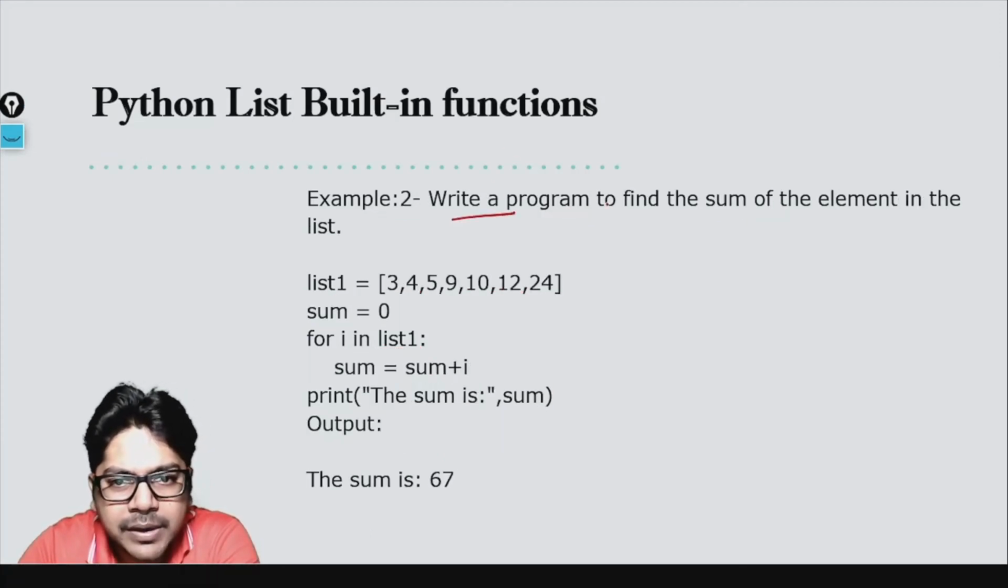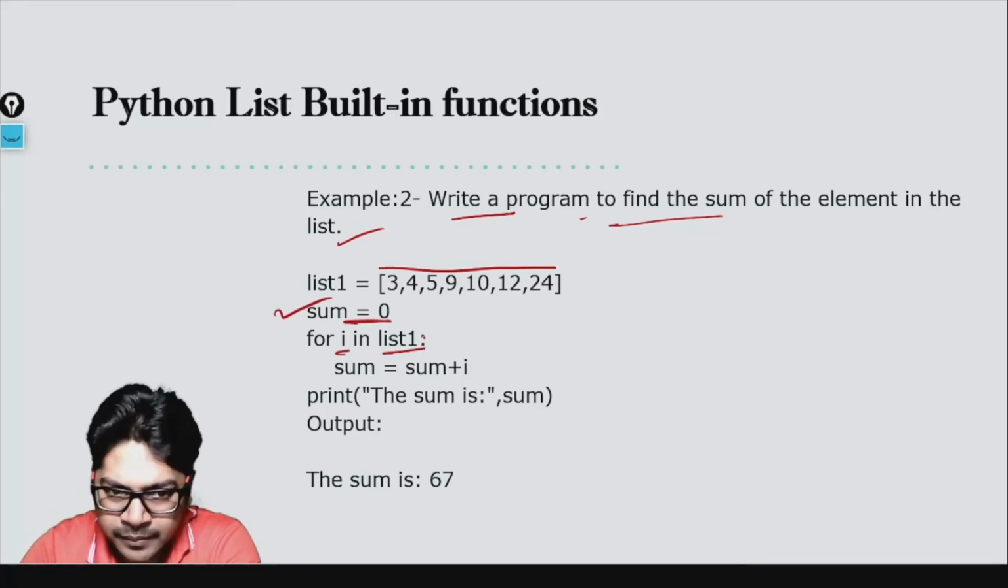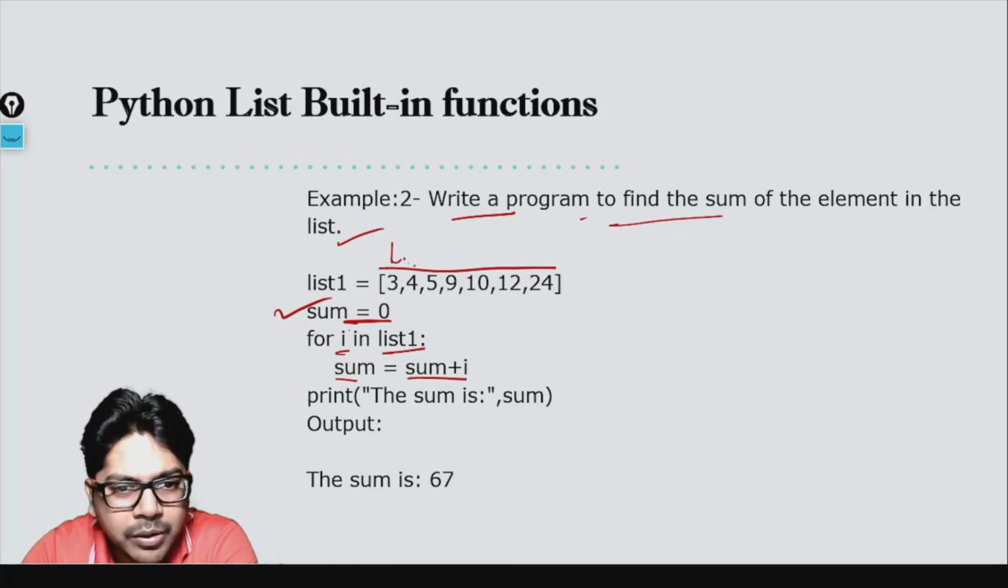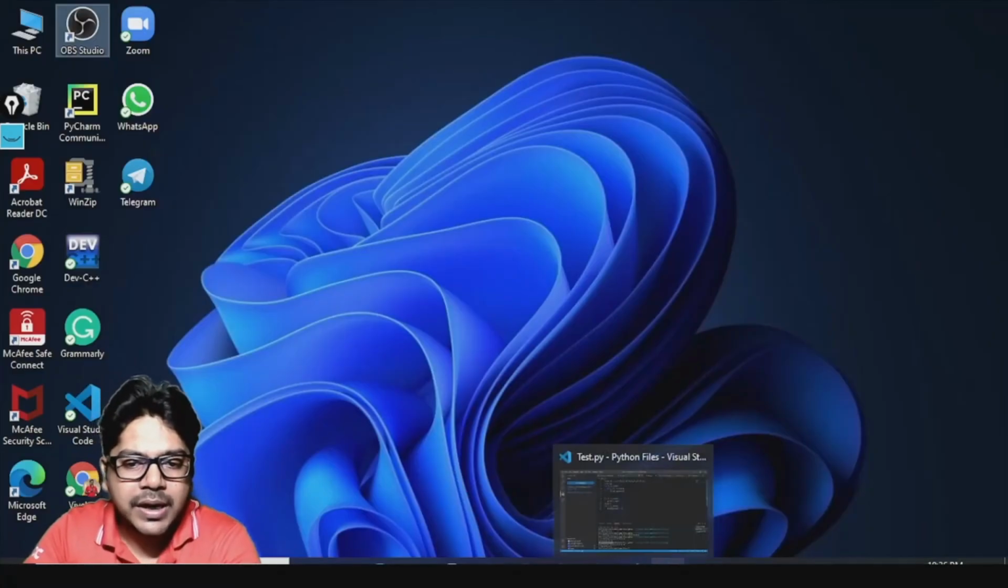Now the other example is to write a program to find the sum of the elements in the list, which is a very simple one. The list is 3 4 5 9 10 12 14. We took a variable called sum equal to 0, and then for i in list, a simple iteration through the list elements, write sum equal to sum plus i. So sum was 0, 0 plus 3 becomes 3, 3 plus 4 becomes 7, like that, and at the end you print sum.